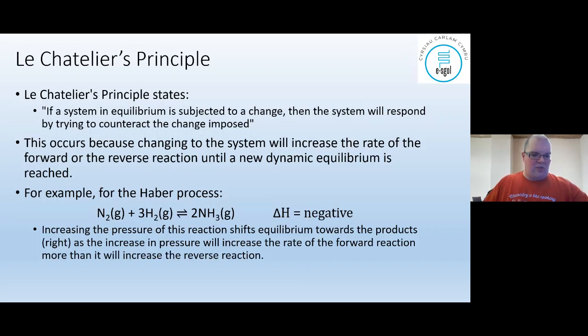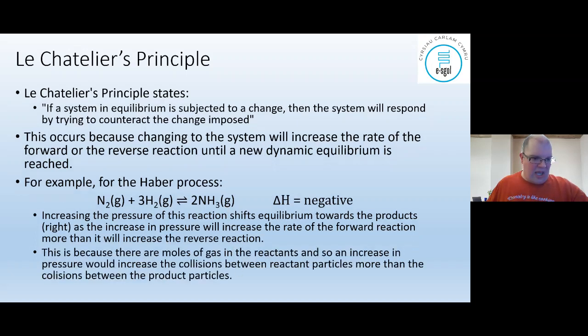Now, increasing the pressure of this reaction shifts the equilibrium towards the products, okay, because the increase in pressure increases the rate of the forward reaction more than it increases the rate of the reverse reaction. And that's because you've got more moles of gas in the reactants, so that increase in pressure is going to increase the number of collisions in the reactant particles more than the collisions for the product particles, simply because you've got more moles of reactants than products. So that pressure increase is going to increase the forward reaction more.